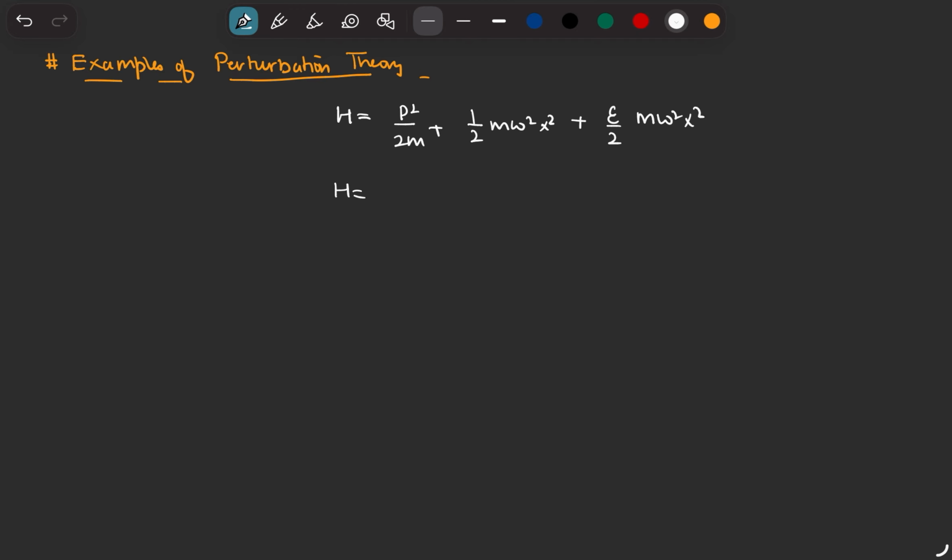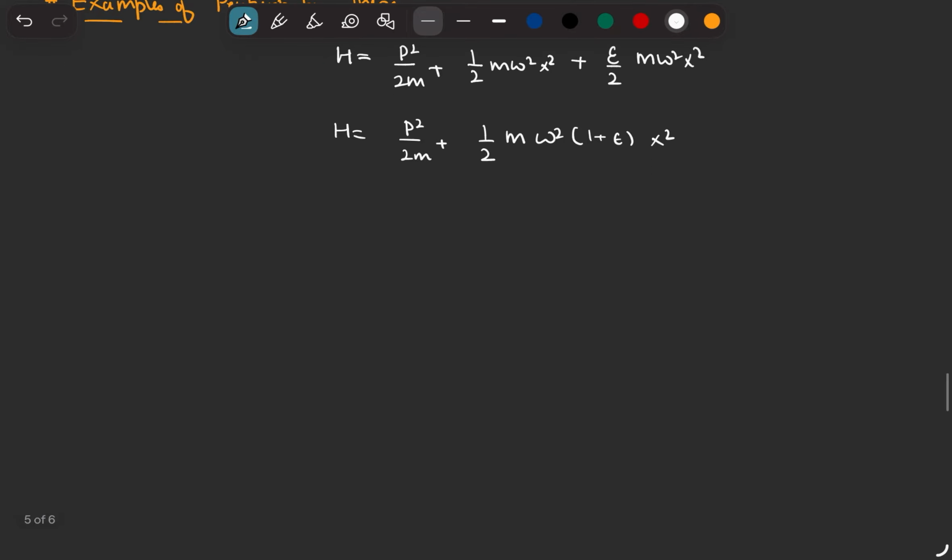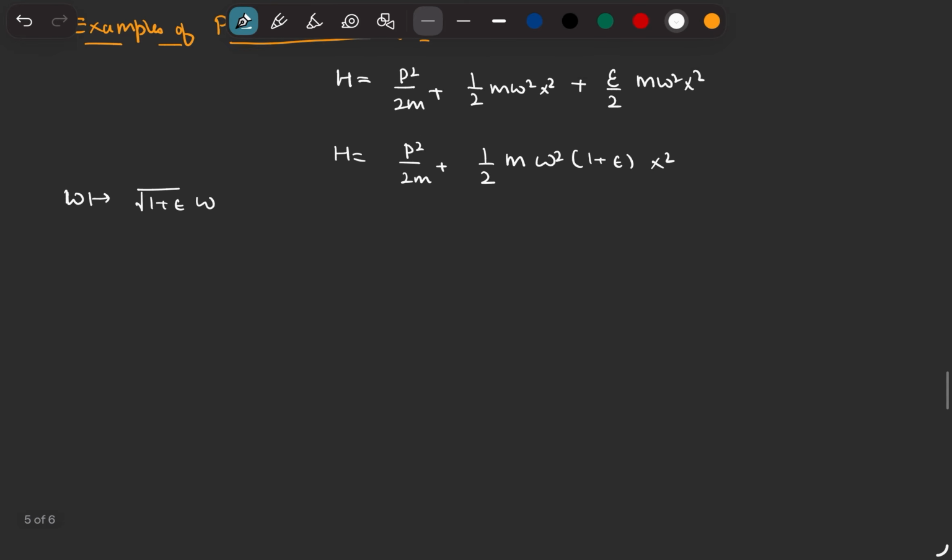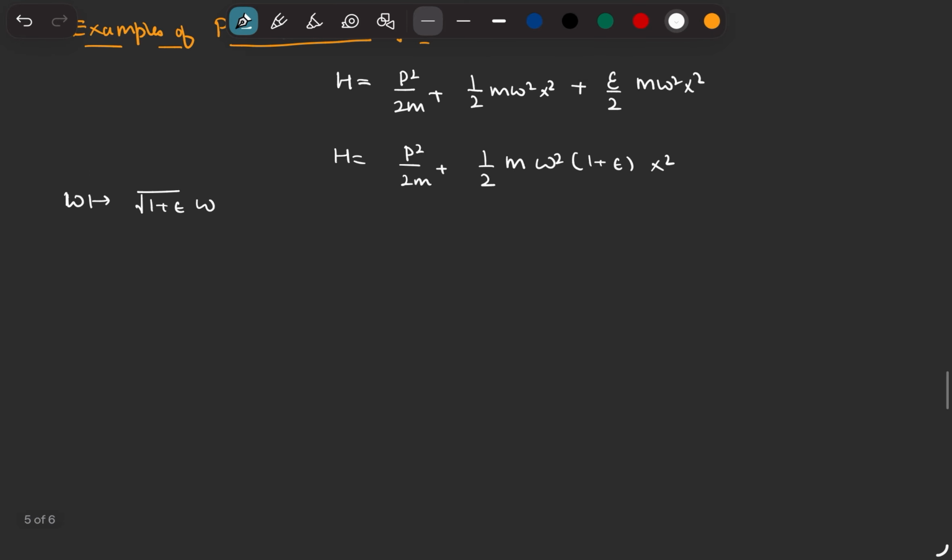So this is H, and you can still write p squared upon 2m plus 1 by 2 m omega squared (1 plus epsilon) x squared. All that has happened is your omega has gone from omega to the square root of 1 plus epsilon times omega.